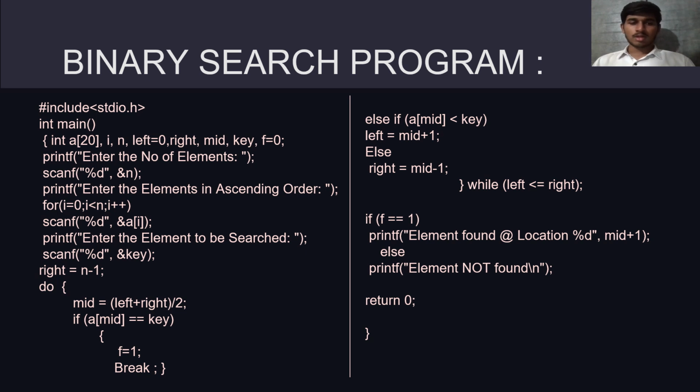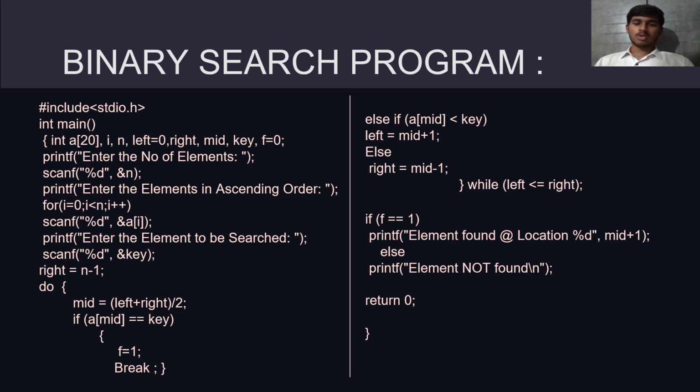Now we enter the element to be searched, which is asked from the console again. And we store the value of the element to be searched in the key variable. So now we give a condition r is equal to n minus 1, which is the right side elements, which will always be greater than the element to be found. So we continuously decrement the value which is on the right side of the element which we need.